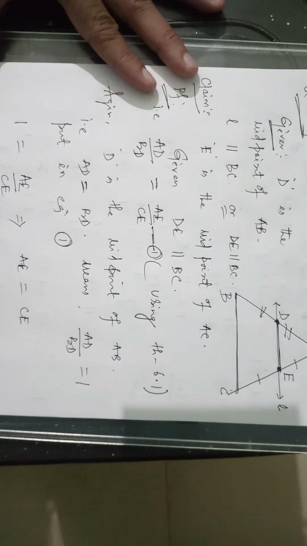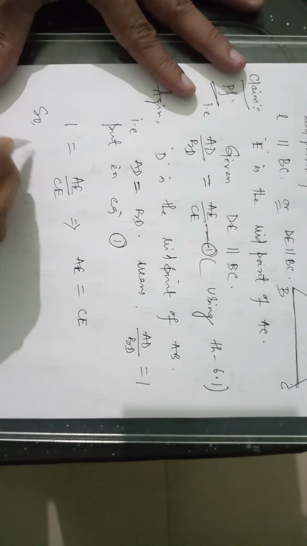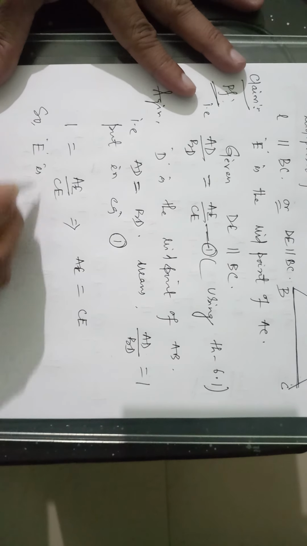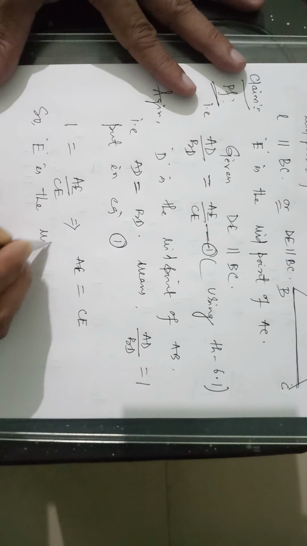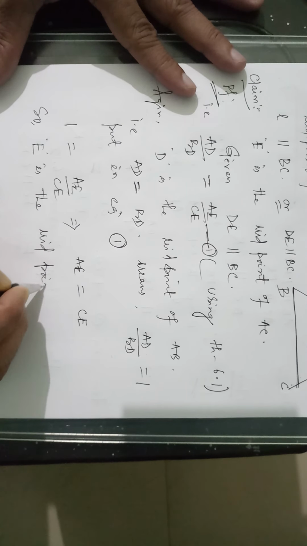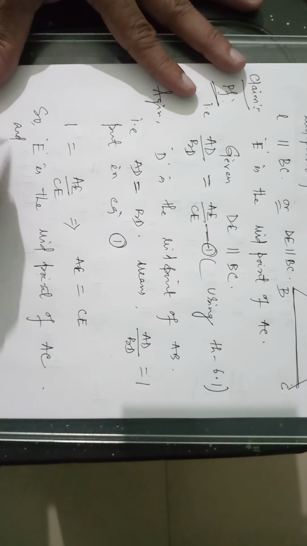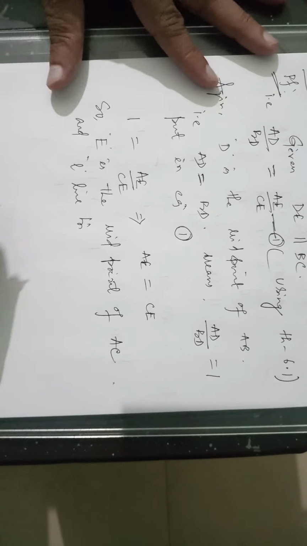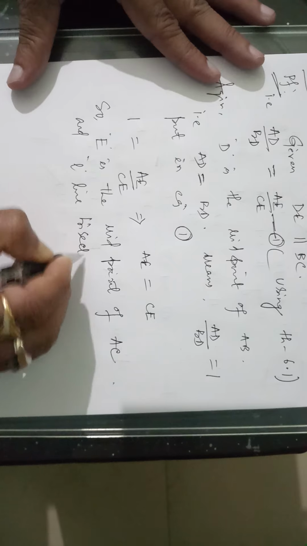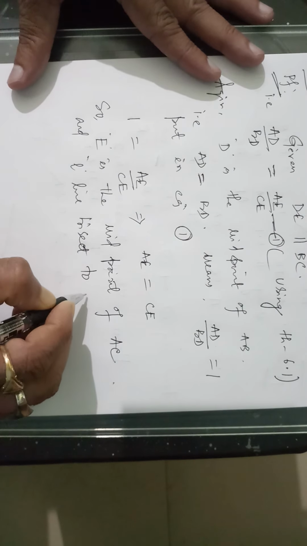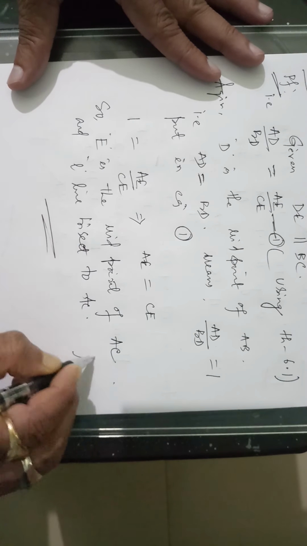So E is the midpoint of AC. Okay, students, and line L bisects AC. This is proved.